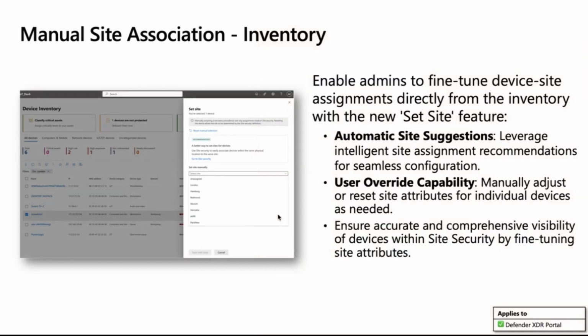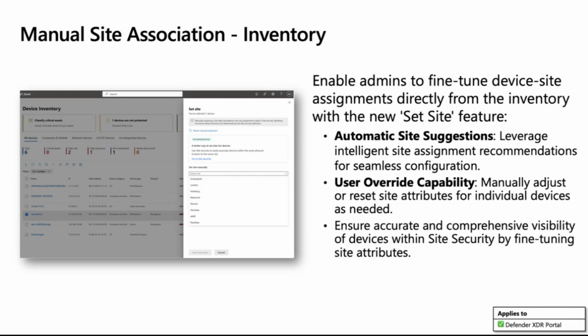During the last quarter, we announced a new feature called Manual Site Association. Manual Site Association allows users to define the site for a specific device and adjust the automatic association that was defined by site security for specific use cases.